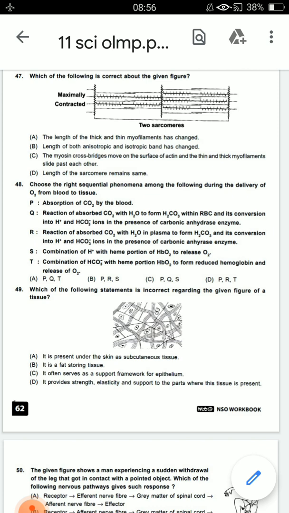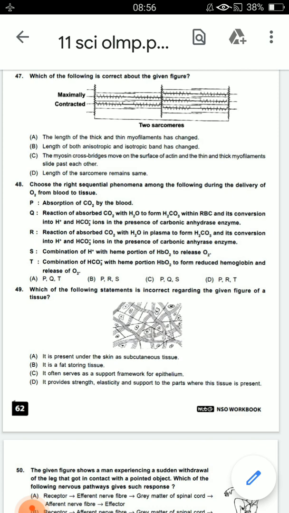C: it often serves as a support framework of the epithelium. D: it provides strength, elasticity and support to the parts where this tissue is present. For question number 49, option B will be the correct answer, as it is a fat storing tissue. Question number 50.